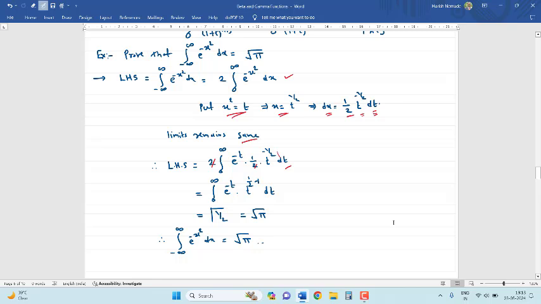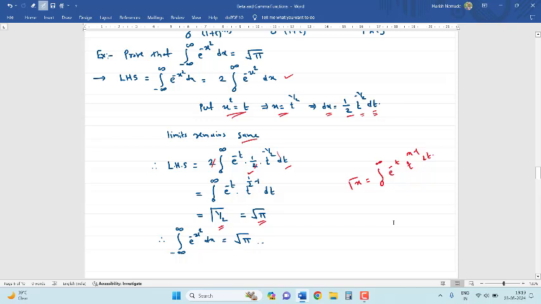half. t raised to minus half we write as t raised to 1 half minus 1, and here we use the definition of the gamma function. So this is nothing but gamma 1 half, because we know that gamma of x is equal to the integration from 0 to infinity of e raised to minus t into t raised to x minus 1 dt. So here by the definition of the gamma function, the value of this integration is gamma 1 half, and we know that the value of gamma 1 half is under root of pi.